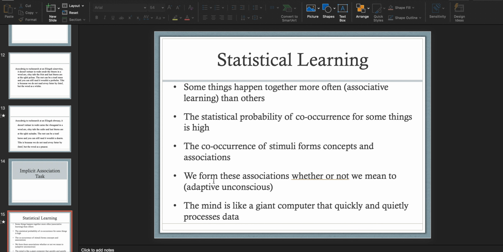The statistical learning theorists would say that the mind is still like a giant computer, so it's still very much in line with information processing theory, but it can quickly and quietly process a lot of information, more than what information processing theorists suggest. Statistical learning aligns in many ways with information processing theory in that there is an external world entering into our consciousness, but it deviates based on the role of attention and what that means.